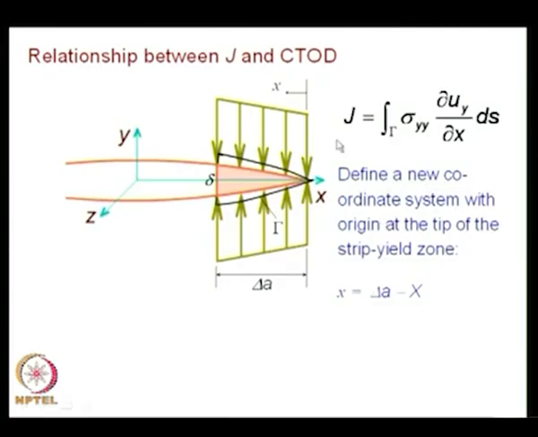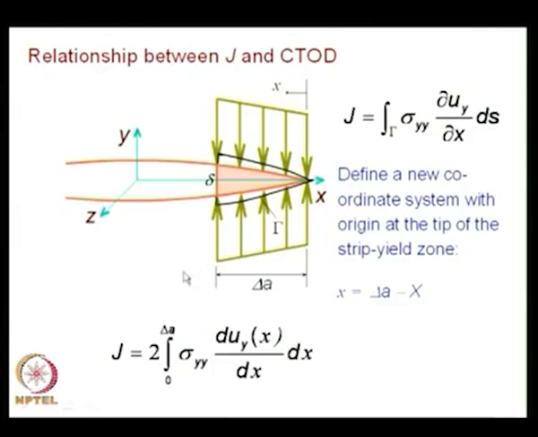and in order to do that, you define a new coordinate system with origin at the tip of the strip yield zone. I take x equal to 0 here, and x goes from 0 to delta A, and I define small x as delta A minus capital X. This is shown as capital X in the diagram, that is why it is taken in that fashion. So, I eventually get J equal to 2 times integral 0 to delta A sigma yy d uy by dx into dx.